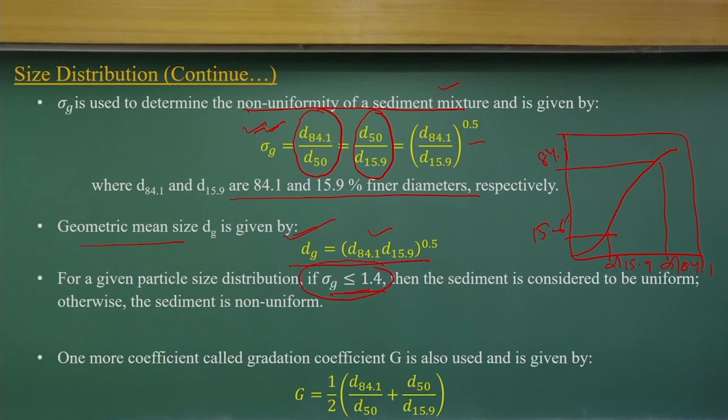If the geometric standard deviation is less than 1.4, then we consider the sediment as uniform, otherwise non-uniform sediment deposits. Many times we do flume experiments to tell whether it is a uniform or non-uniform sedimentary distribution. That's what we quantify in terms of geometric standard deviation, which we compute from the particle size distribution curve. Another coefficient is called the gradation coefficient, which is again capital G, a function of D50, D84 and D15.9.